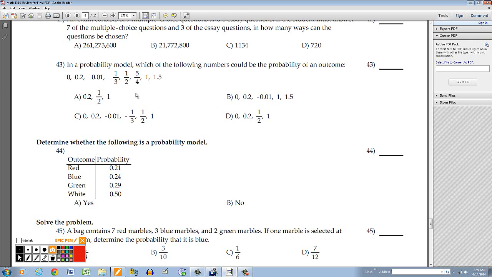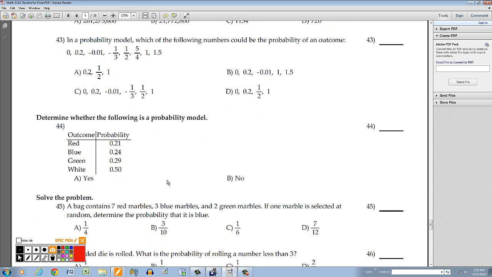Or they're 1 or 0. Okay, so it could be 0, 1, or anything in between. So for number 43, that would be D. 0, negative 0.2, 1 half, 1. See, this one has a negative, so you can't have that one. This one doesn't have them all. This one has a negative. This one has a negative. Okay, or this one has a negative. And this one doesn't have them all. So the answer is D.